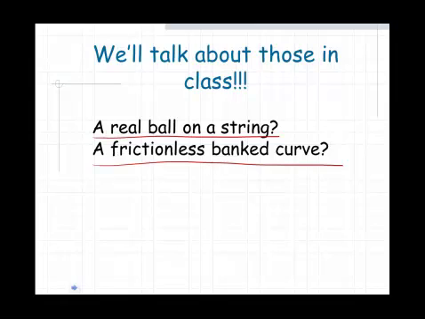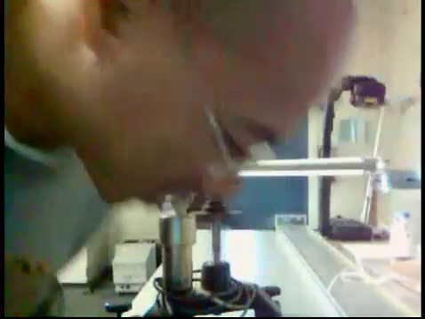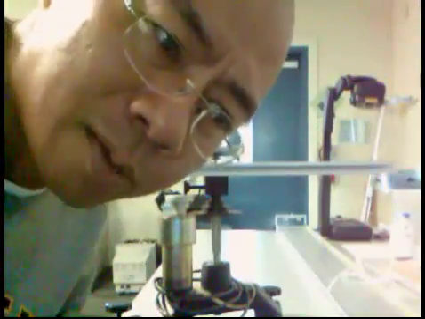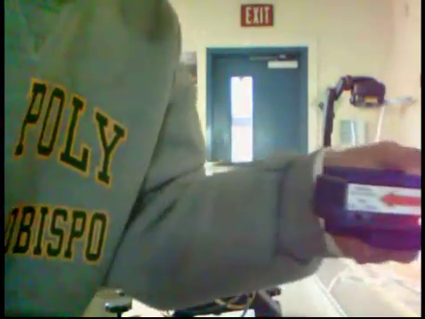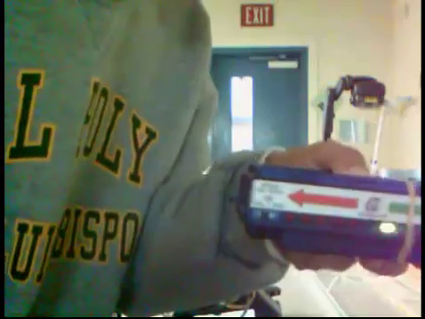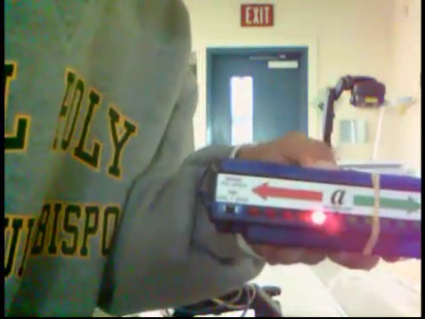Now what I'd like for you to do is watch a couple videos with respect to uniform circular motion. Hey, this is Mr. Clarion. We're going to show you a quick little video here about how to find the direction of acceleration for an object undergoing uniform circular motion. So what I've got here is a Pasco accelerometer. Notice the little lights blink on depending on the direction of acceleration.